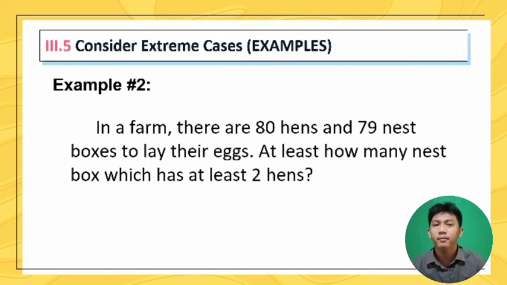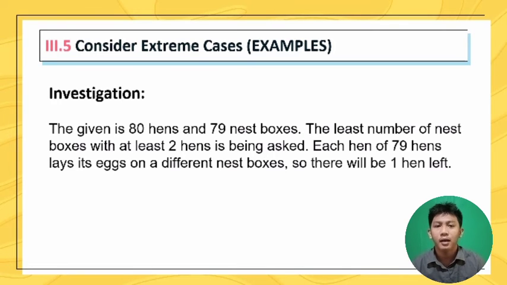So, in a farm daw, meron 80 hens pero meron lang 79 na nest box na mapangintulugan nila. And the question is, how many nest box which has at least 2 hens? So, let us begin our investigation. The given is 80 hens and 79 nest boxes. The least number of nest boxes with at least 2 hens is being asked.